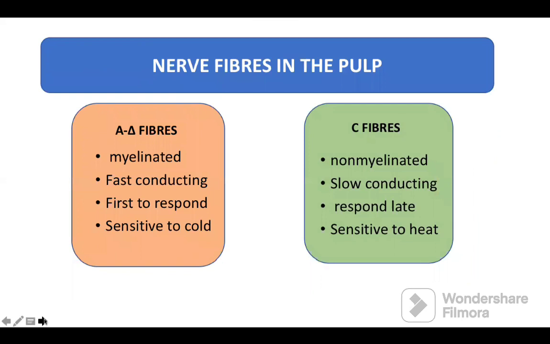Let us understand the different nerve fibers within the pulp. The two major nerve fibers within the pulp are the A delta nerve fibers and the C fibers. The A delta nerve fibers are myelinated. Because they are myelinated, they are fast conducting. They are the first to respond to a stimulus and they are sensitive to cold. The C fibers are non myelinated fibers and hence slow conducting. They respond late to the stimulus or respond last to the stimulus and they are sensitive to heat.